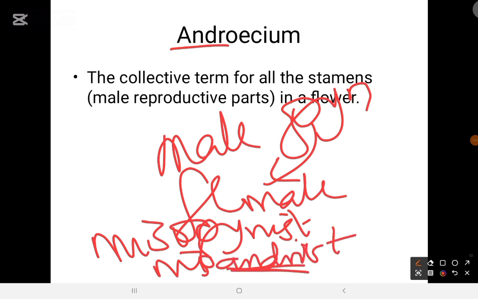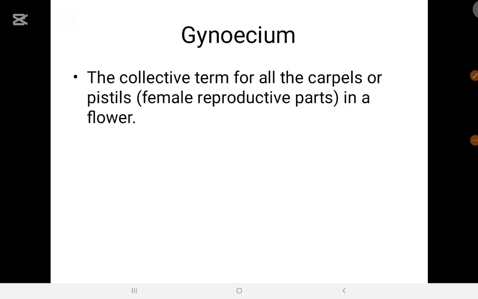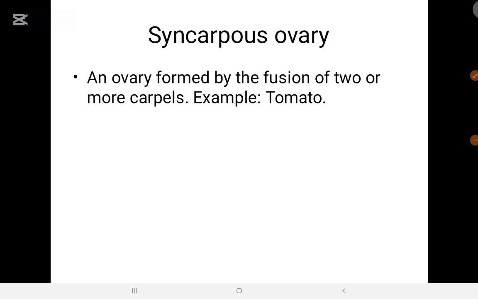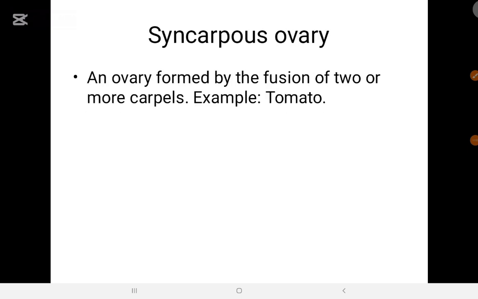So the word andro there refers to male. Okay, so the androecium is the collective term for all stamens, while the collective term for all carpels or pistils is gynoecium. Gynoecium.